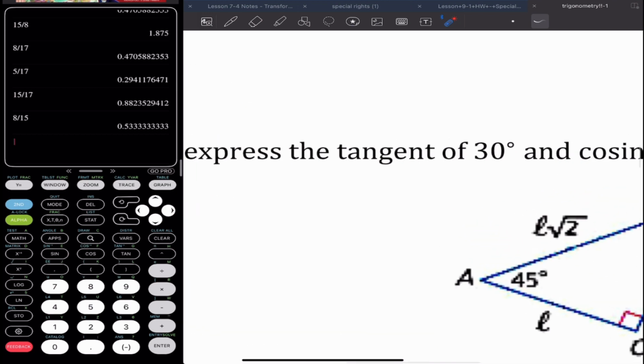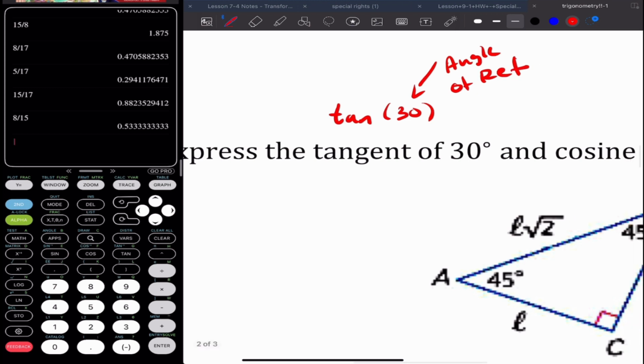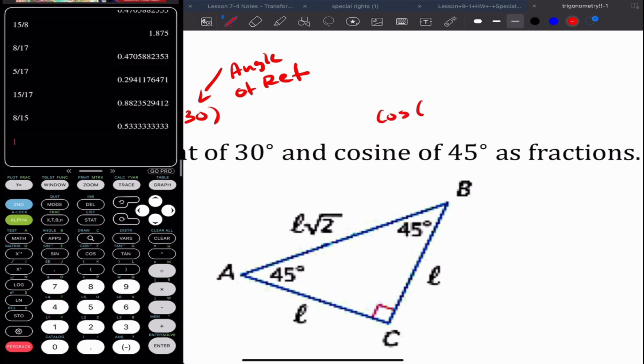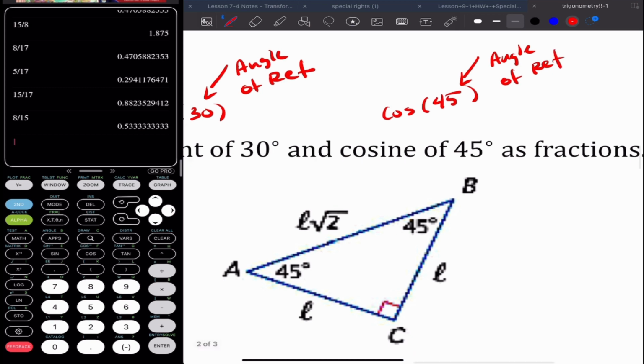So tangent of 30 degrees, I'm going to rewrite that as tan of 30, where this 30 is my angle of reference. And over here we have the cosine of 45, which I'm going to rewrite as cosine of 45, where again, just like before, this 45 is my angle of reference.